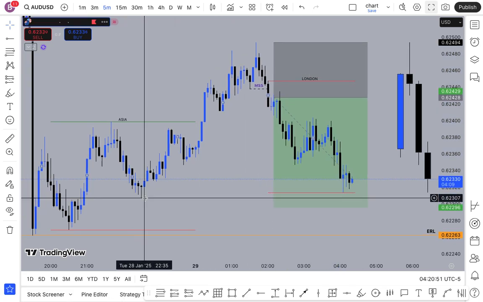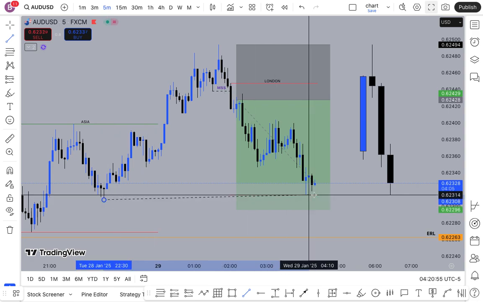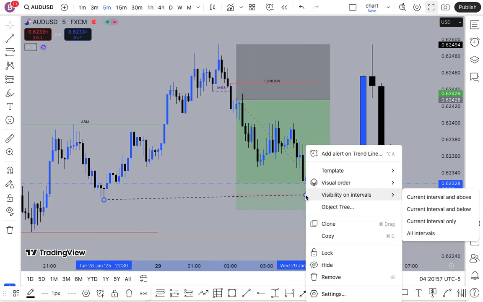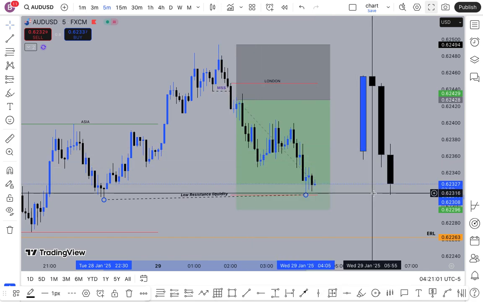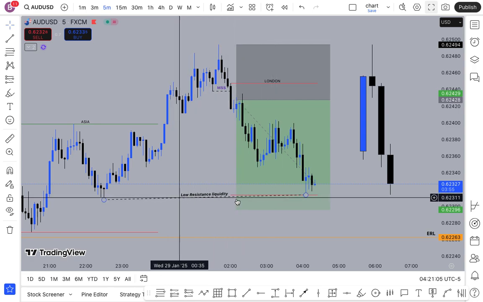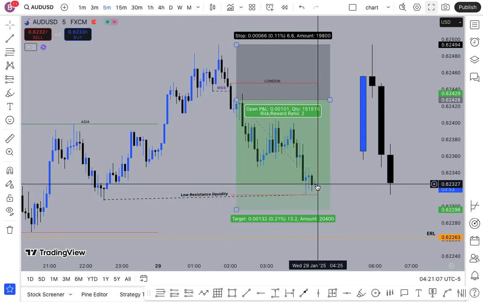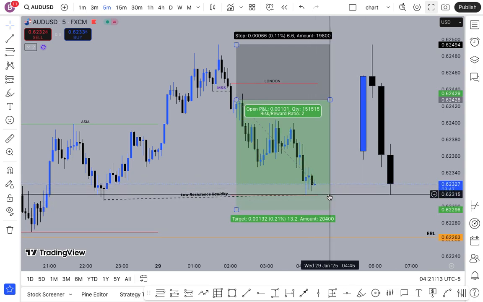We have this low here. You could also mark that low and this new low as the low resistance liquidity. Okay, I haven't actually explained that in my Discord yet, but most people will probably know what that is already. So hopefully, normally what will happen is the price will push quite aggressively through this, and then hopefully towards the external range, and our TP will be hit.